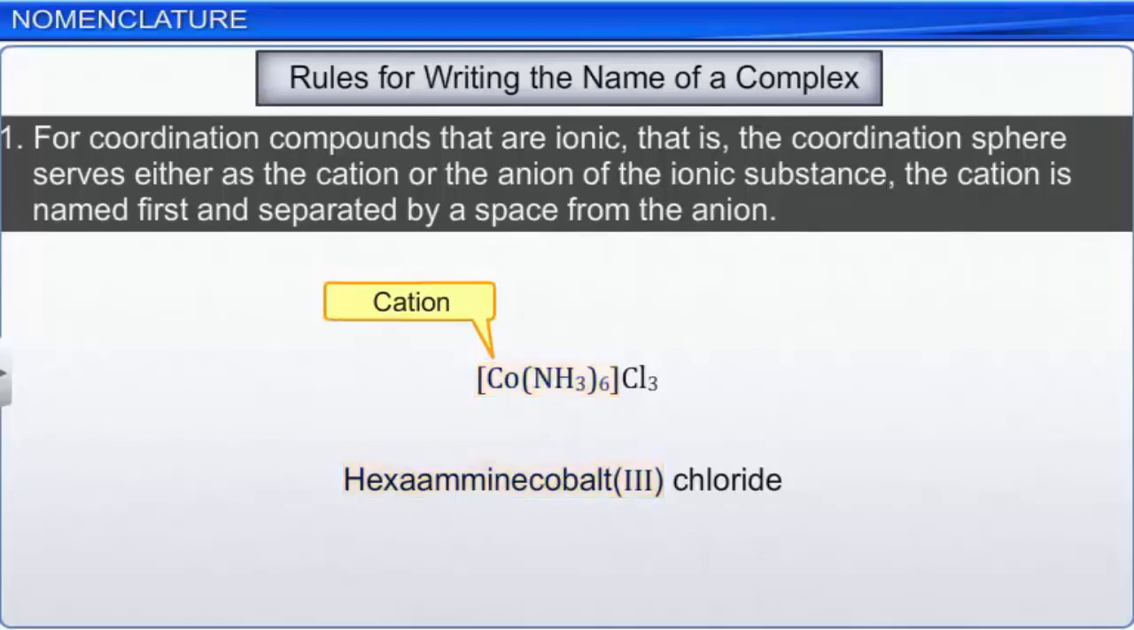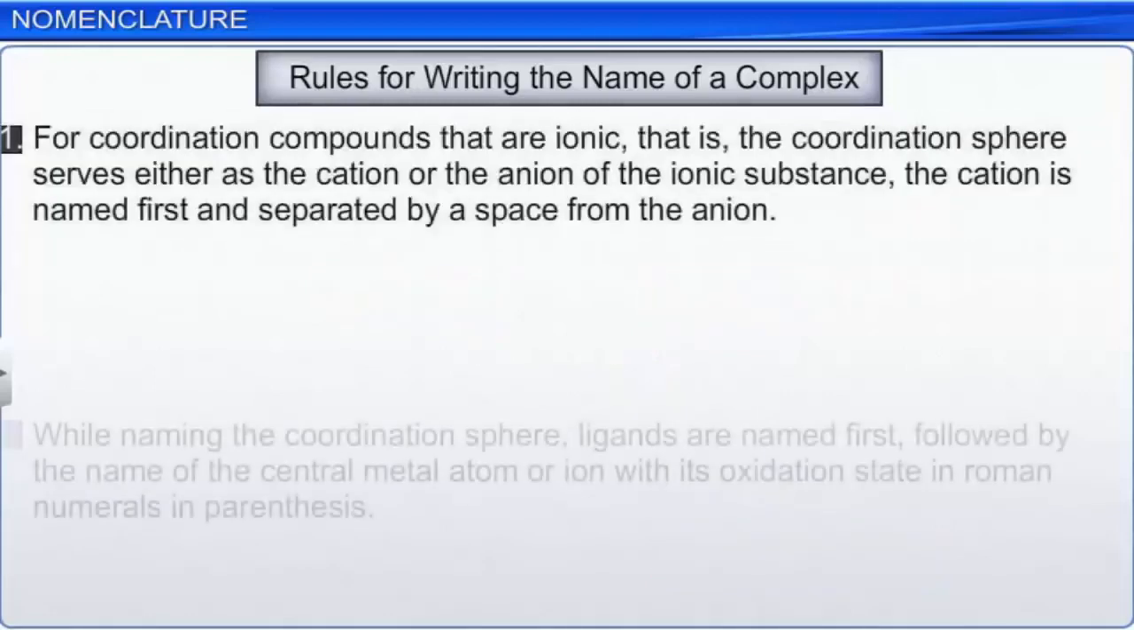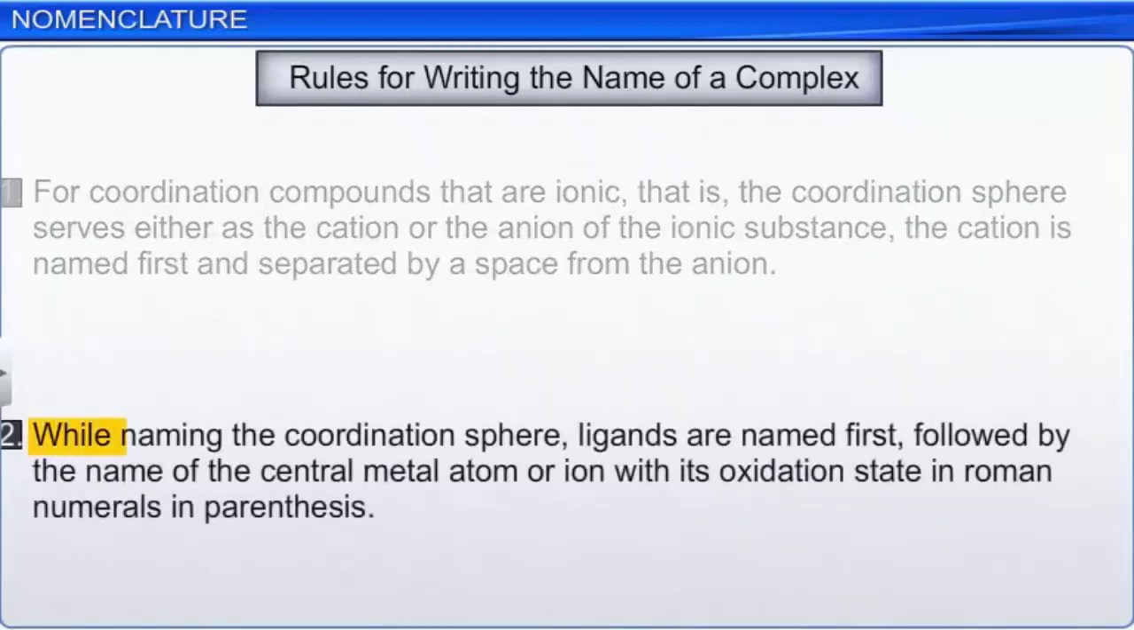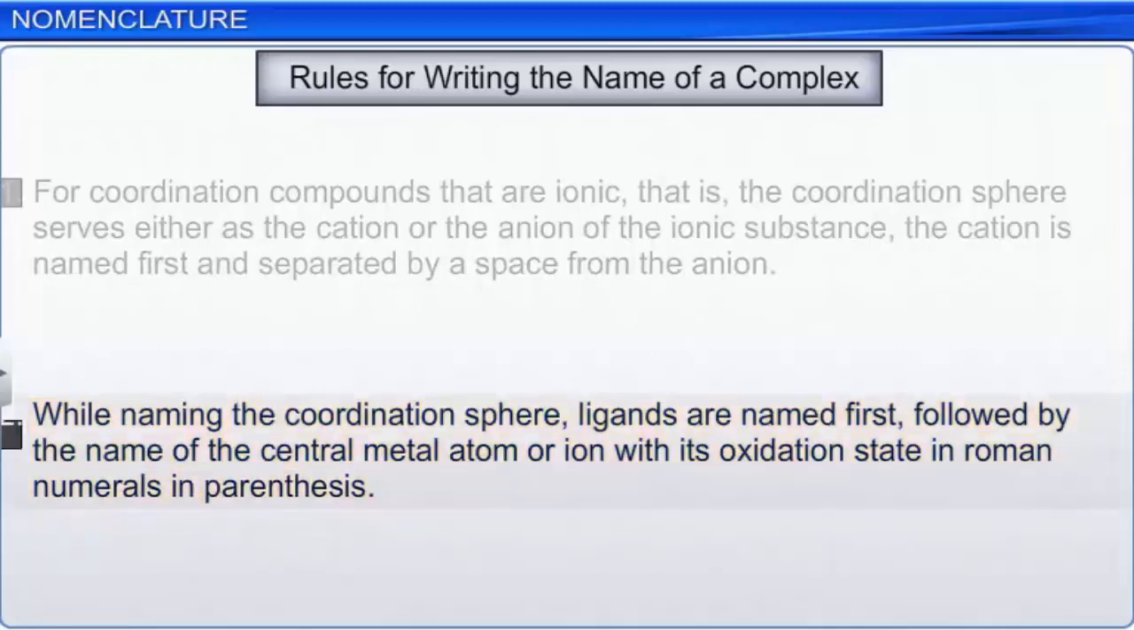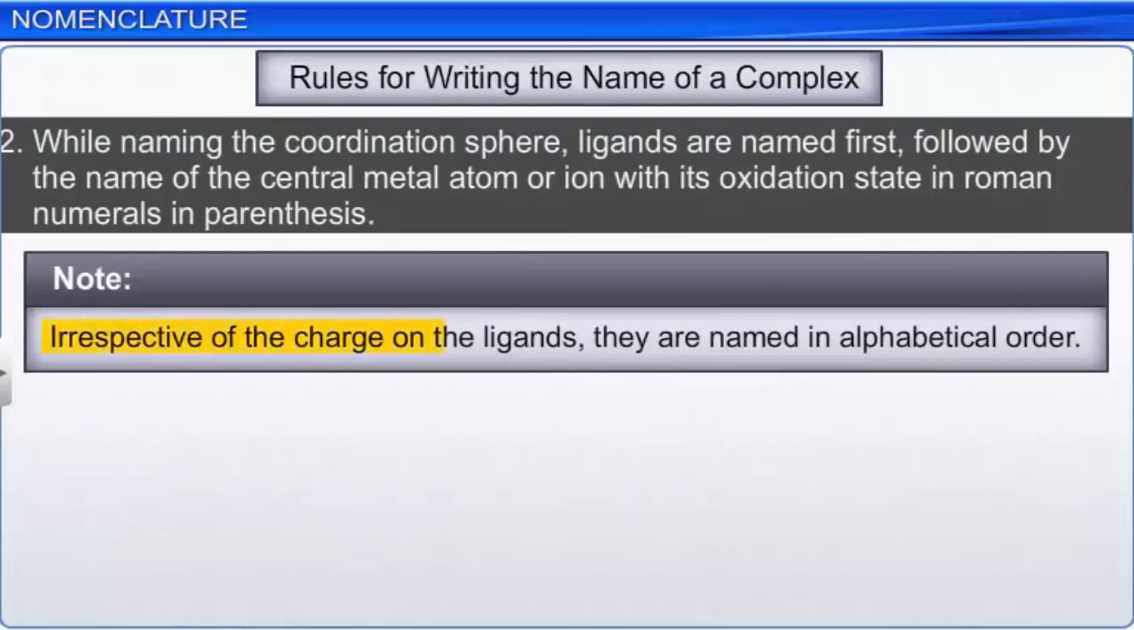The second rule is, while naming the coordination sphere, ligands are named first, followed by the name of the central metal atom or ion with its oxidation state in Roman numerals in parentheses. Remember that irrespective of the charge on the ligands, they are named in alphabetical order. For example, in the complex [Pt(NH3)2Cl4], the ammonia ligands are named before the chloride ligands according to the alphabetical order, followed by the name of the metal ion with its oxidation number enclosed in parentheses.